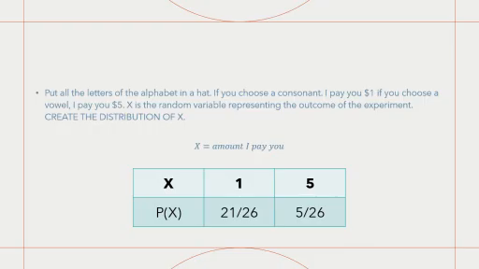The probability of it being 1 would be 21 out of 26. Y is not a vowel in this case. And the other one would be 5 out of 26. Okay, and that's just making your distribution table. From there, we can find the mean, standard deviation. We can find all this stuff from it. But right now, at this point of the video, we are focusing on making the distribution table.